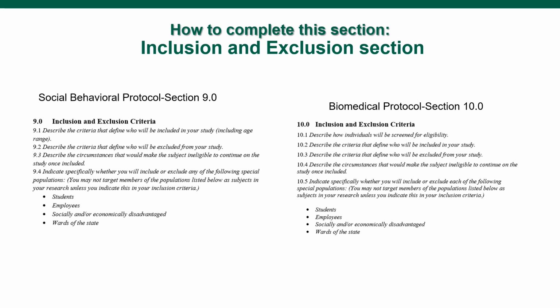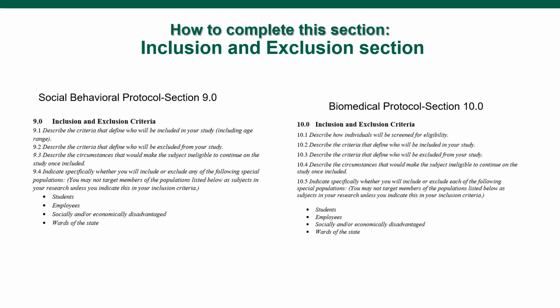The next bullet, which will be 9.1 for social behavioral and 10.2 for biomedical, is asking for you to describe the criteria that defines your study population with the age range. Remember that age range. How are they eligible to participate in your study? So let's use an example. Let's say you're doing college or nursing students ages 18 to 35 years old that are taking Statistics 101. Bam, done.